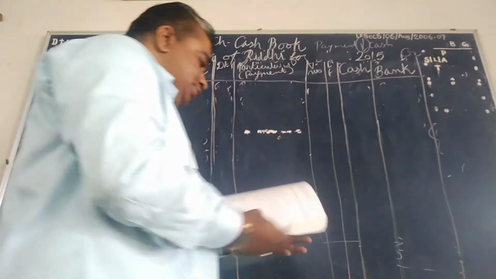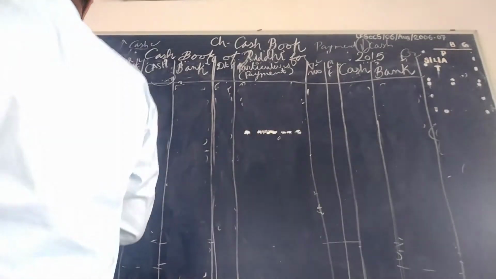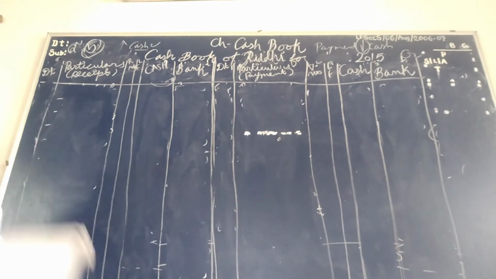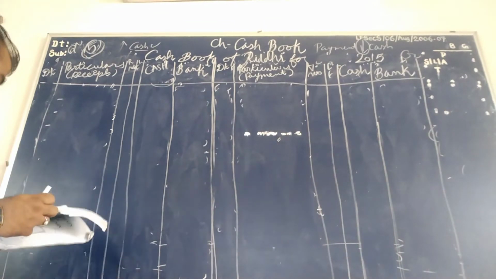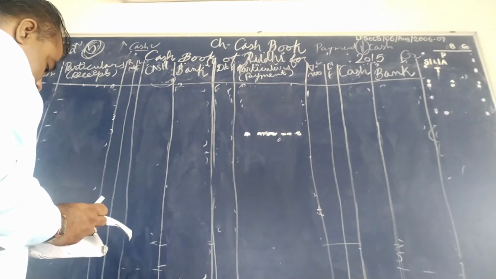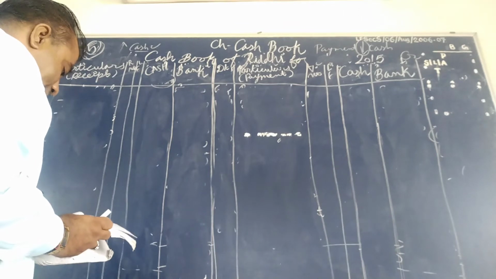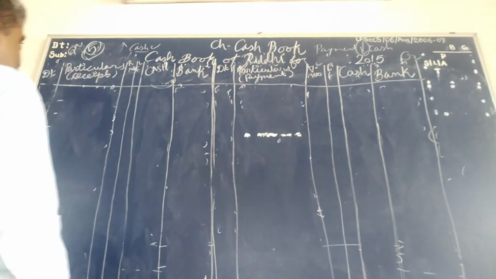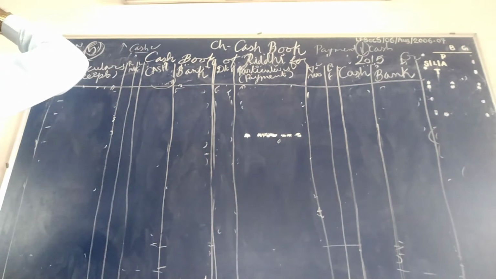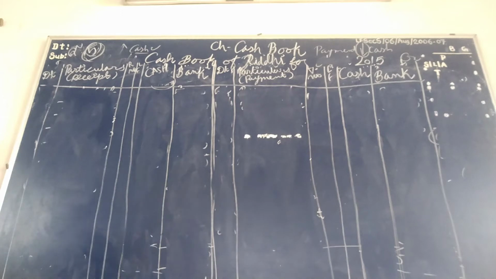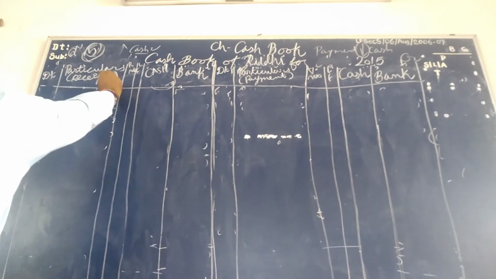Good morning, students. Now we are going to solve question number 5, Cashbook of Riddhi. For this sum, we have to prepare a cash and bank book. So we prepare combinedly cash and bank, with the columns date, particulars.